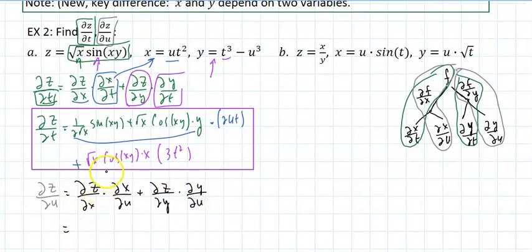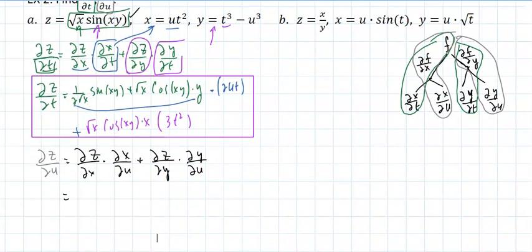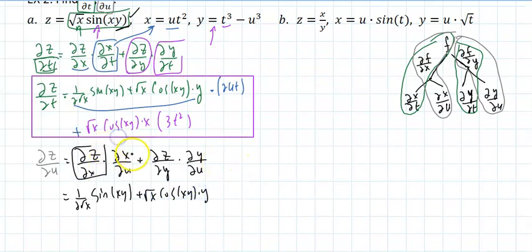And this will be the partial of z with respect to x. I already did that in the previous problem. You could copy that down. You could do it again. It's a good practice. The derivative of this with respect to x would be 1 over twice radical x times the sine of xy, derivative of the first times the second, plus the first times cosine of xy times y. That's this piece. The partial of x with respect to u is simply t squared.